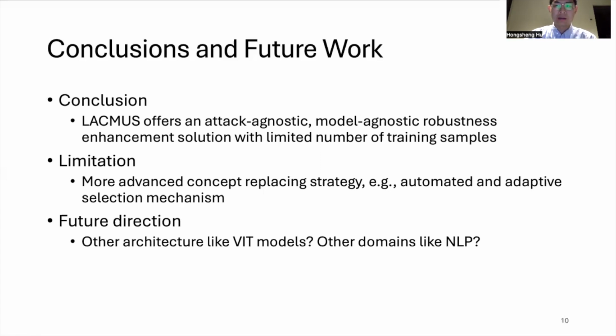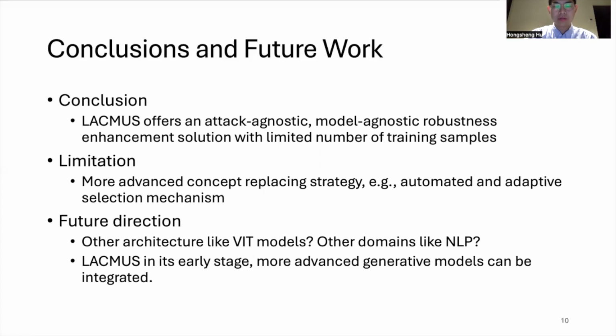There are some future directions of this paper. First, in this paper, we mainly evaluate the LACMUS framework on traditional convolutional neural networks. So what's the performance of LACMUS on other architectures like vision transformer models? And what's the performance of LACMUS in other domains like the NLP domain? We also want to emphasize that LACMUS is in its early stage, and in the current LACMUS framework, the encoder and decoder framework we used is VQ-VAE. But more advanced generative models can also be considered to improve the current LACMUS framework.